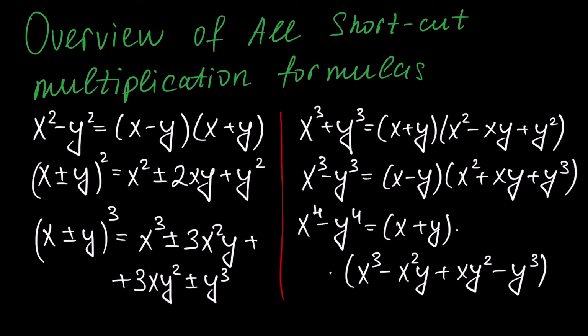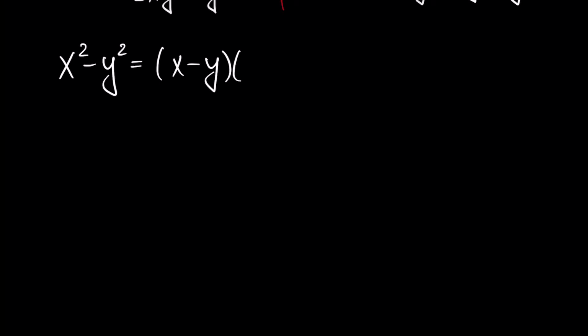In this math video tutorial, we will repeat all shortcut multiplication formulas in algebra we already learned in our previous math video tutorials, since these formulas are very important in mathematics. First of all, let's begin with the shortcut multiplication formula: x squared minus y squared, which is equal to x minus y times x plus y.